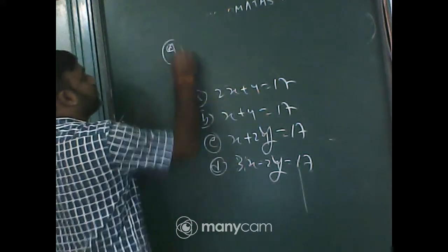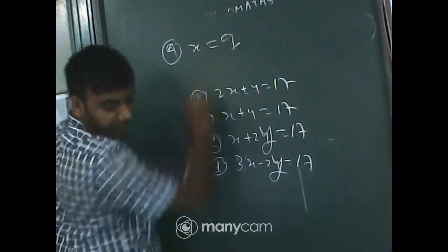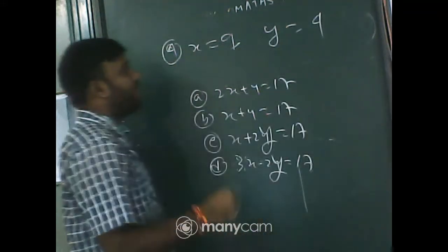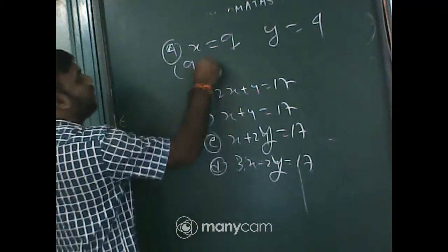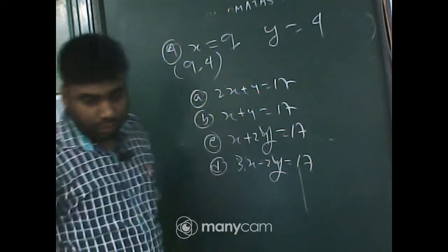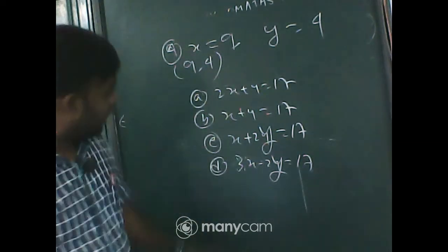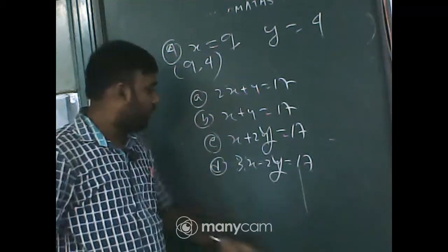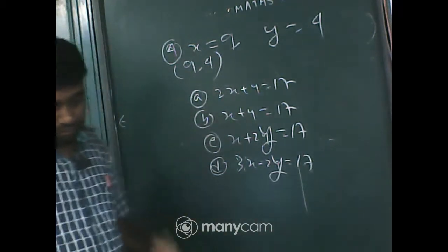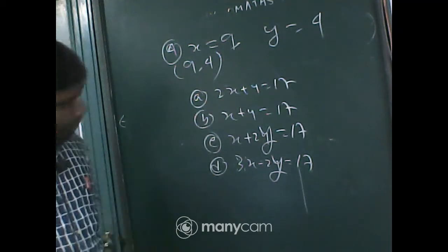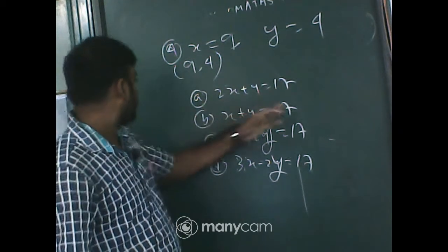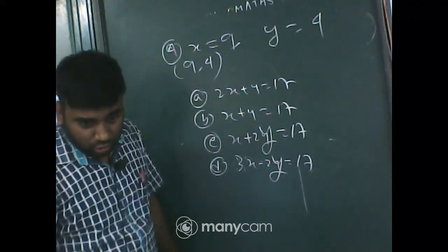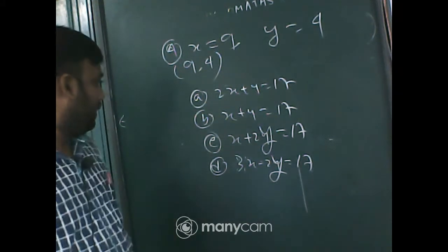Question number 4. x equal to 9 and y equal to 4, it means (9, 4), is the solution of which equation? Quickly answer it. 2x plus y equal to 17, x plus y equal to 17, x plus 2y equal to 17, 3x minus 2y equal to 17. Shubham answers option C.